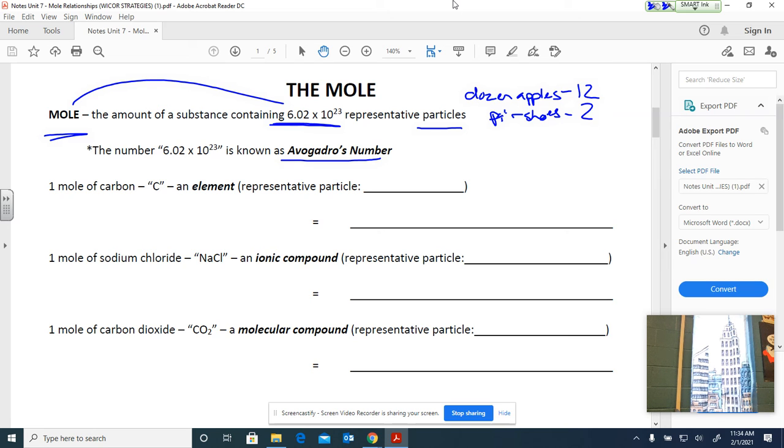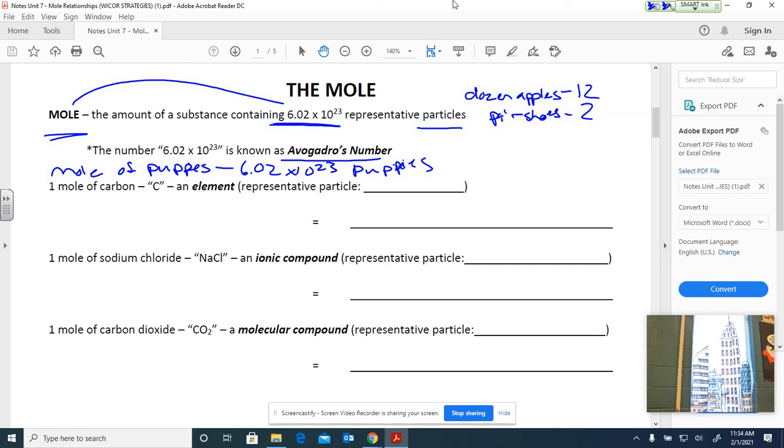So if I say I have a mole of puppies, and then you're like, okay, how many puppies is that? Well, mole means 6.02 times 10 to the 23rd. So it means I have 6.02 times 10 to the 23rd puppies. That's how many puppies I have. Now, there's not that many puppies on the planet. That's why we don't count other things with a mole. I wouldn't count anything else with a mole except for atoms, molecules, and formula units, because they are so tiny, I actually need to have that many things to even really be able to see them.